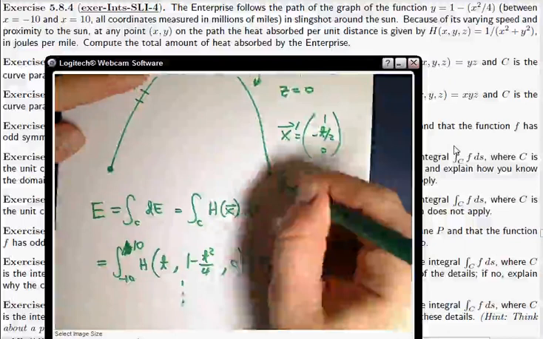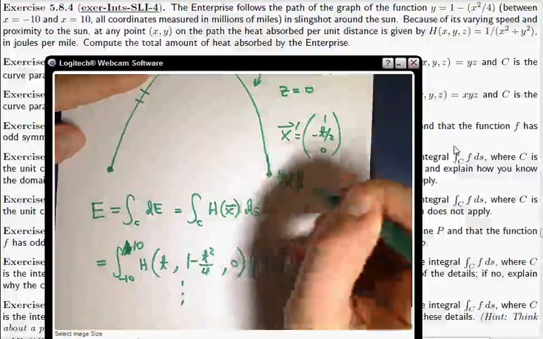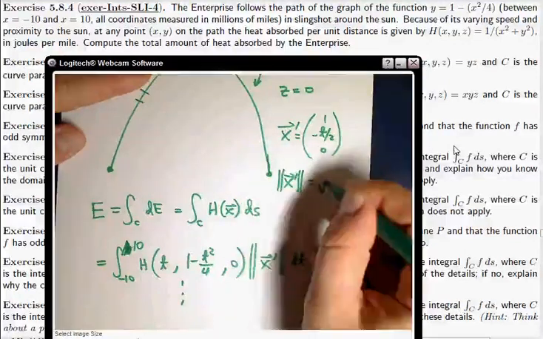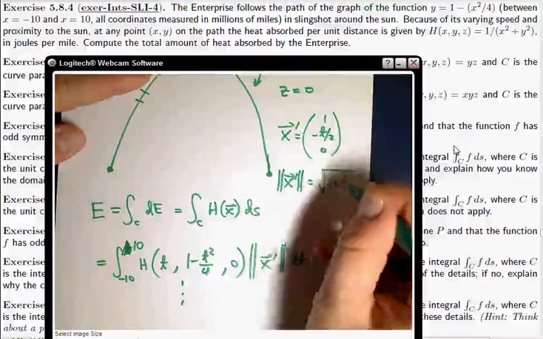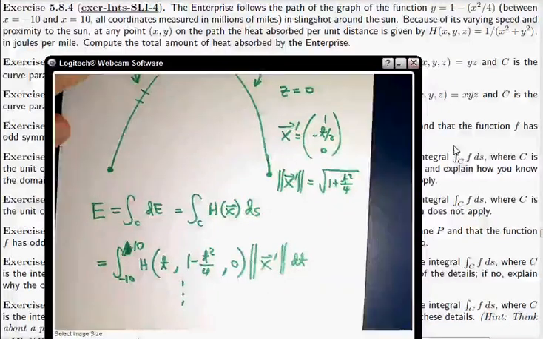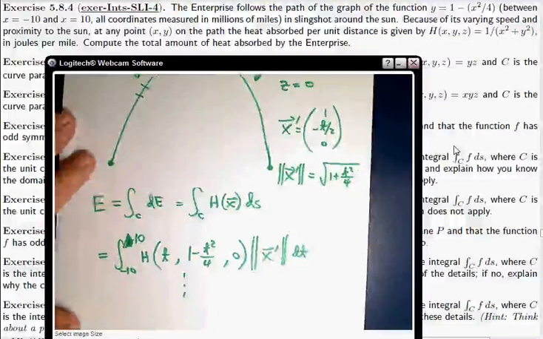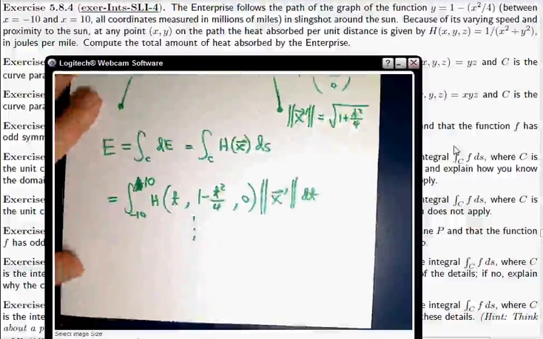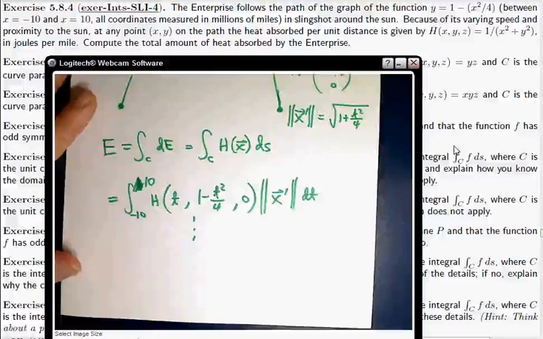Let's see. So the length of x prime is the square root of 1 plus t squared over 4. Okay. All righty. Yeah, I could kind of see that. Oh, yeah, I totally see that working out. Okay, all right, cool. Let's do it.